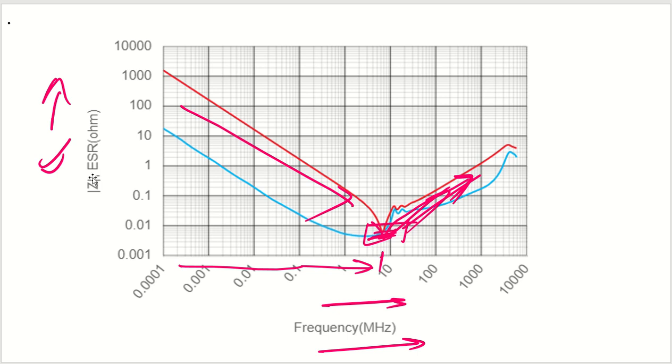But if you have little bit lower ripple frequencies or something like that, then your ESR value may go higher. Okay, so this is ESR versus ripple frequency.